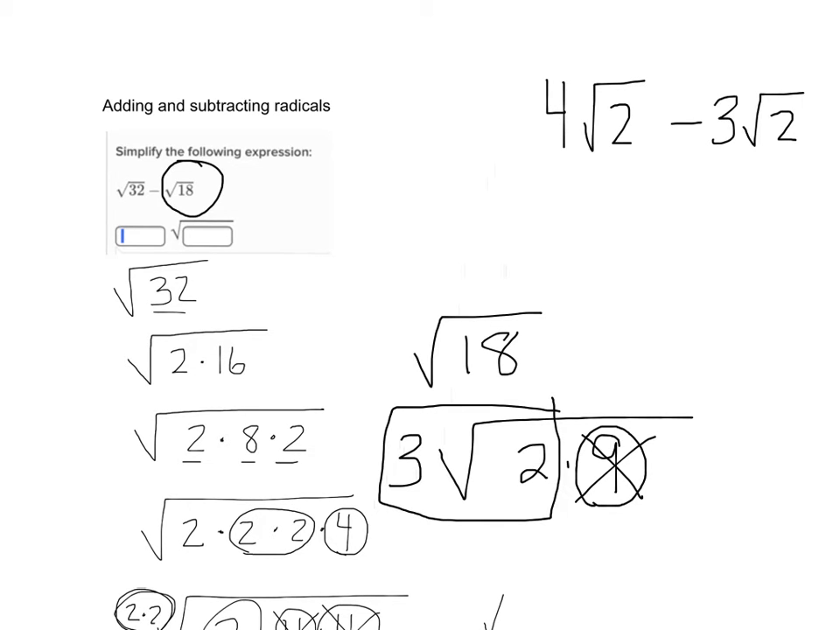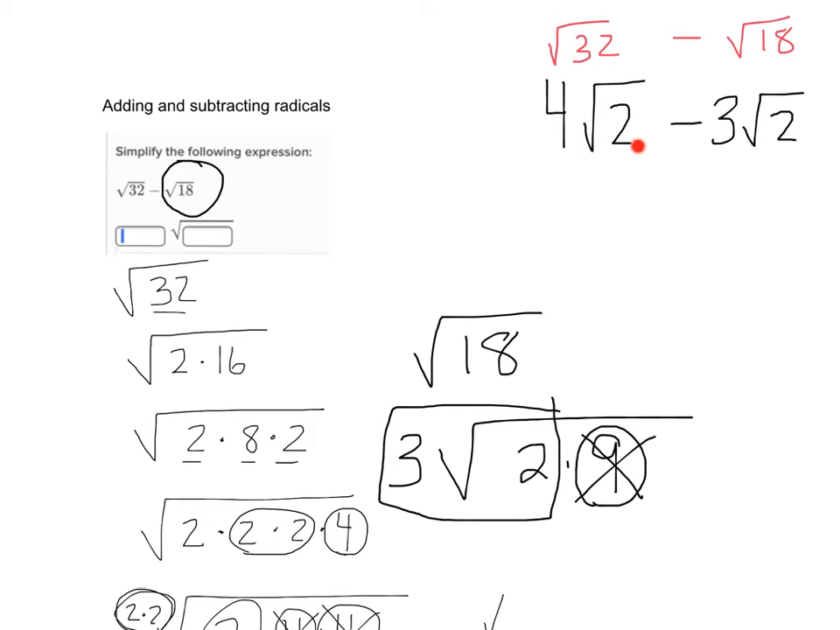And so now let's look at what we've got. Remember, we said that 4 square root of 2 is the same thing as the square root of 32, right? And we said that the square root of 18 is the same thing as 3 square roots of 2. So when we subtract this minus this, that's the same as subtracting this minus this.